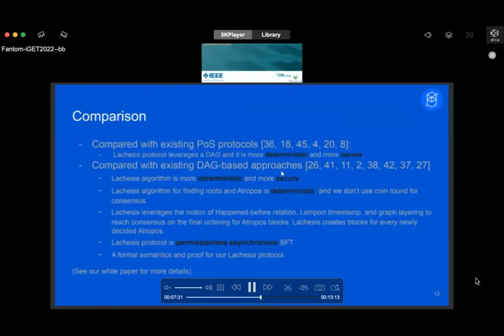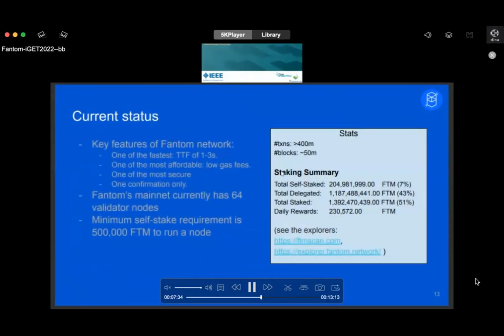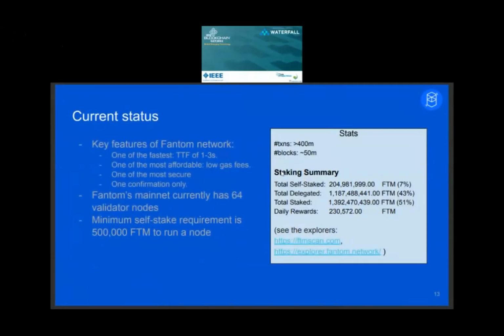Now, let's have a look at the current status of Phantom Opera Network. Phantom mainnet launched in December of 2019. So within nearly 3 years, our network has grown steadily. The key features of Phantom Network are that it is one of the fastest at the moment, the transaction fee is affordable, and it is one of the most secure platforms at the moment. On Opera Network, only one confirmation is required. So when a transaction is confirmed, it's final and it is immutable.